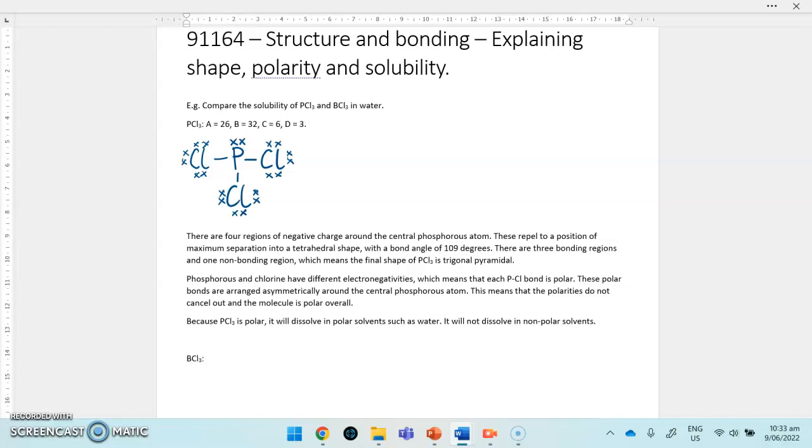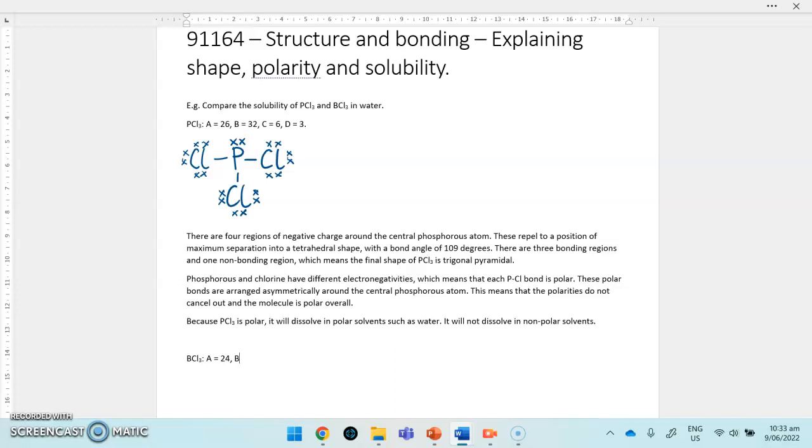Now, boron is a bit of a special case. Firstly, working out A is the same. So boron has 3 valence electrons. Each chlorine has 7, so that's 21 plus 3 is 24. Now, boron is a special case. When it has a valence shell, it only has 6 electrons, not 8. And this is something you have to remember.